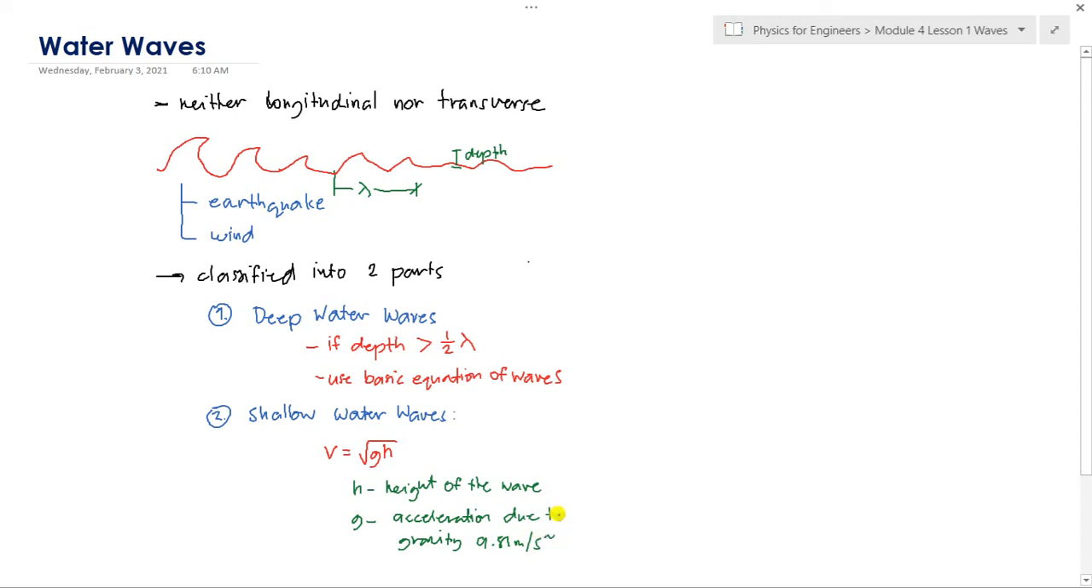So this is the class: water waves. It is neither longitudinal nor transverse. We can classify it into two categories: deep water waves and shallow water waves. If the problem involves deep water waves, we use the basic wave equation, velocity equals frequency times lambda, the wavelength. If it is shallow, to solve for the velocity of that water wave, you use this formula: v equals the square root of the Earth's acceleration due to gravity, g, times the height of that wave, or the amplitude.